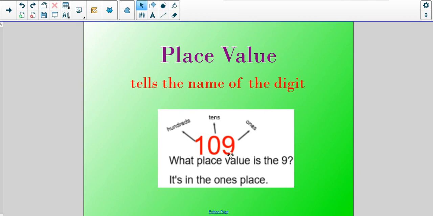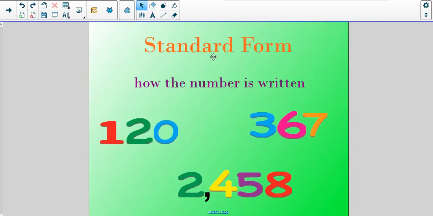This is the number 109. The first digit is in the hundreds place. The second digit is in the tens place, and the last digit is in the ones place. The standard form is how the number is written, such as 120, 367, 2458.